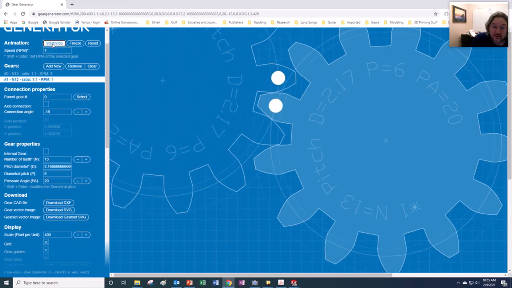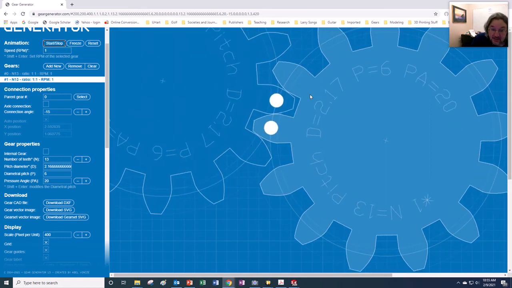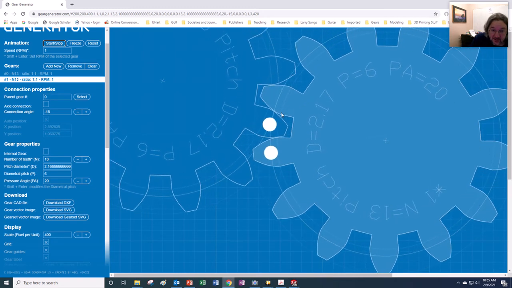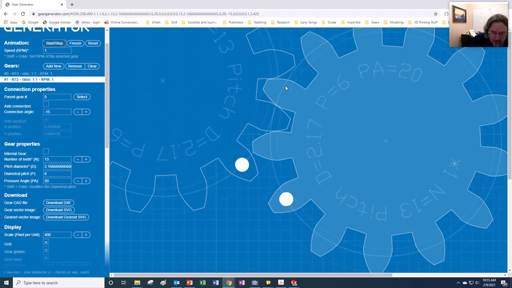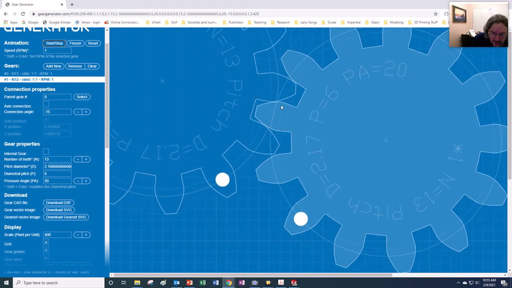and start it up so we can see. I mean, there's not supposed to be interference, but we can look for it in here, and yeah, you can kind of see.